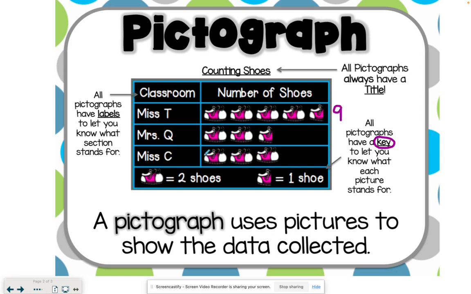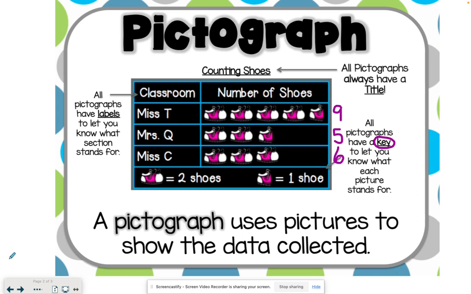Let's look at Mrs. Q. She has 1, 2 shoes, so that would be 4, and a half shoe, so that would be 5. And Miss C has 3 full shoes, so she has 6. Organizing this information and using numbers helps us when we have to start answering questions. And we might have a question: how many more shoes does Miss T have than Miss C?